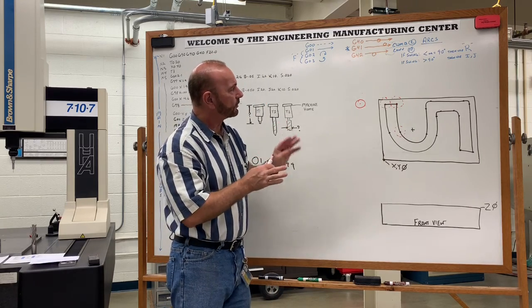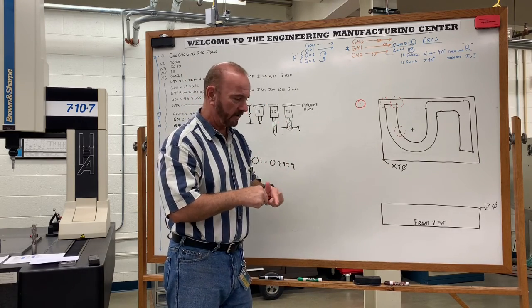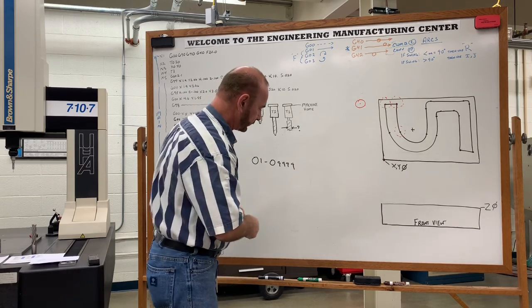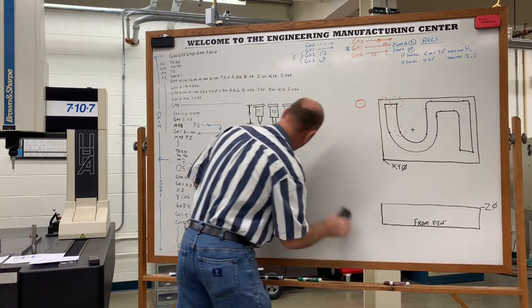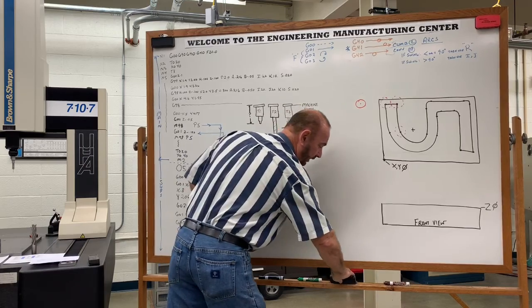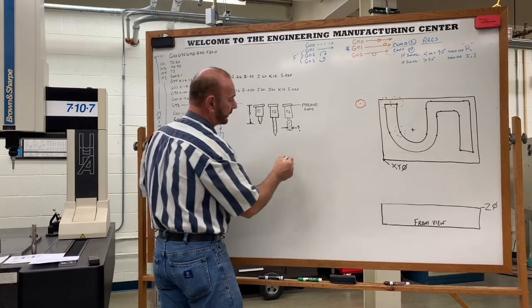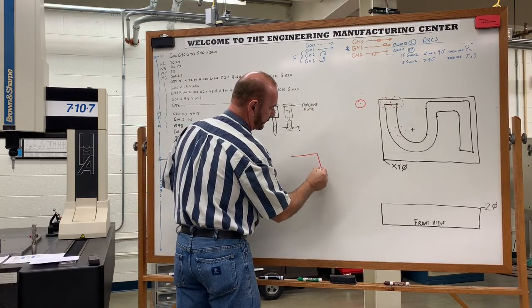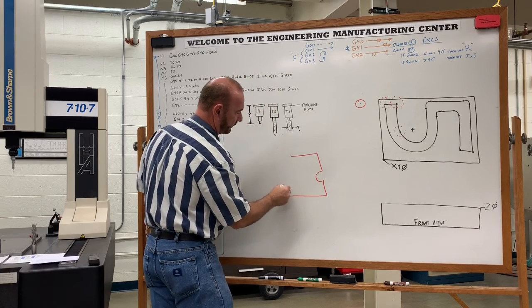So, a couple of rules about cutter compensation. One, how do we determine what is cutter left and what is cutter right? And two, when do we use it, how do we use it, and which one should we use? Well, let's just draw a simple shape here, something that looks like this, arbitrarily.